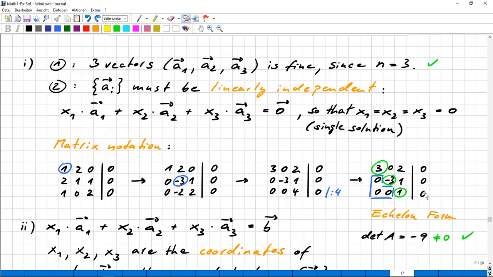You just believe me that once you reach this perfect echelon form, the so-called determinant of a matrix can most easily be calculated by just multiplying the diagonal elements. And you see here, the diagonal product here is 3 times minus 3 times 1, which is minus 9. And since minus 9 is not equal to 0, it means that this system of linear equations has a unique solution. This is a general theorem which is proven.